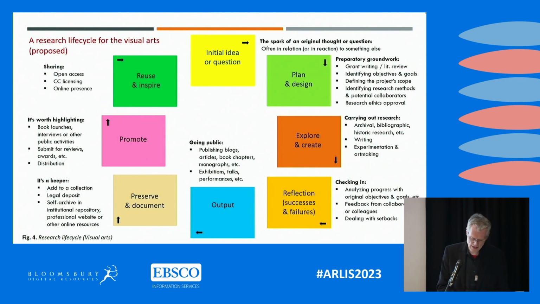And so the final stage is reuse and inspire. And this stage is really about sharing one's research. And this can be facilitated by making publications openly accessible, licensing them through Creative Commons, and perhaps by having a sustained online presence. And then hopefully sharing your work will inspire other questions or ideas.